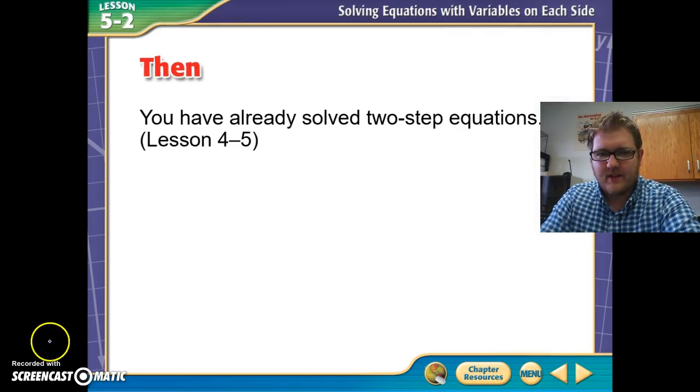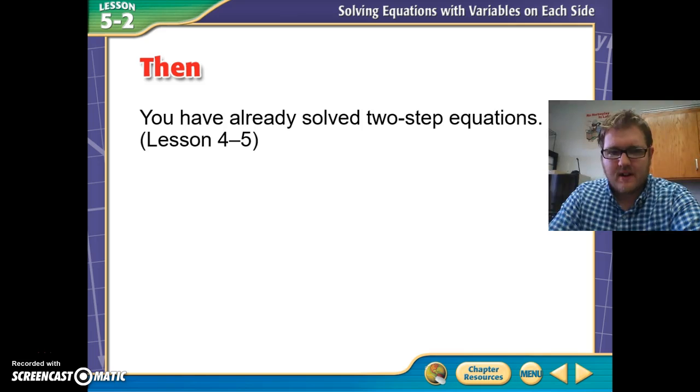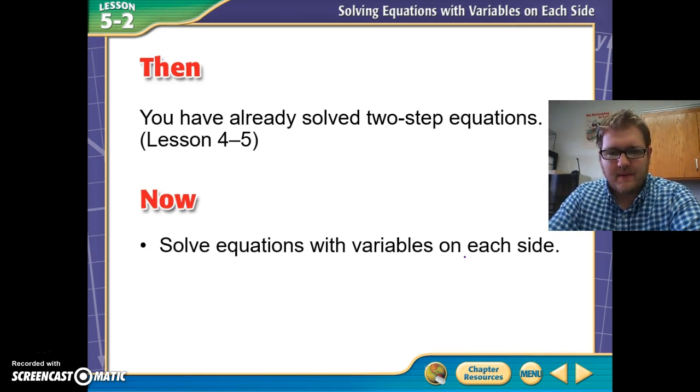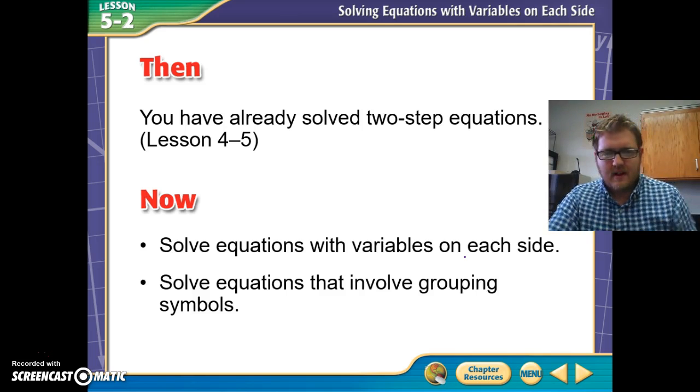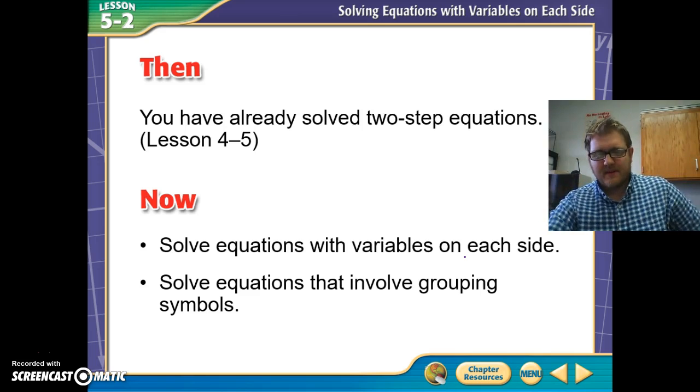Before, we've already solved two-step equations in the last lesson, but we want to now worry about equations with variables on both sides. And some of those equations are going to involve grouping symbols that we'll have to use the distributive property for.